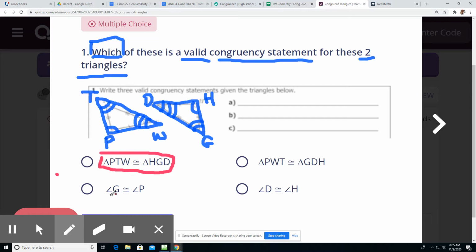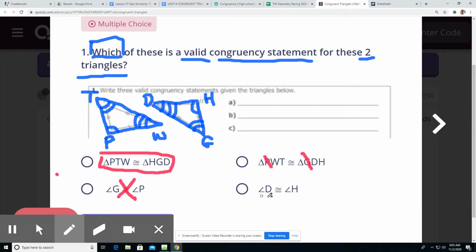Then let's look at each one. Angle G is equal to angle P. Angle G is 2 dashes. Angle P is 1 dash. Nope. PWT, P to 1 dash, 3 dashes to 2 dashes. Is that the same as 2 dashes? So right away that P and the G don't match.